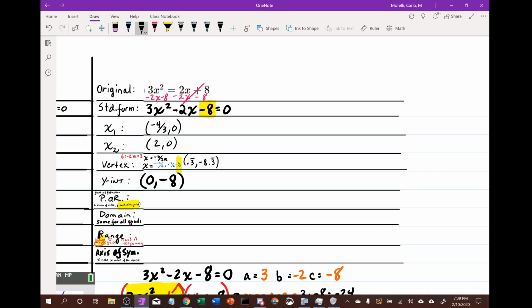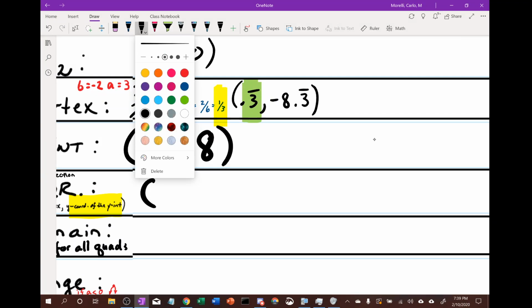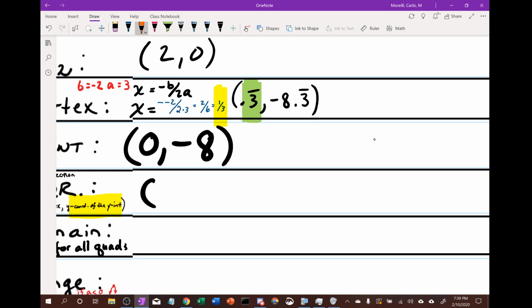Okay, so remember, 2 times the x value of the vertex is the x-coordinate of the point of reflection. We already know that is 1/3. So for our point of reflection we need to use exact values and not those repeating decimals. So I'm going to do 1/3 times 2 over 1. This is the x coordinate of the point of reflection.